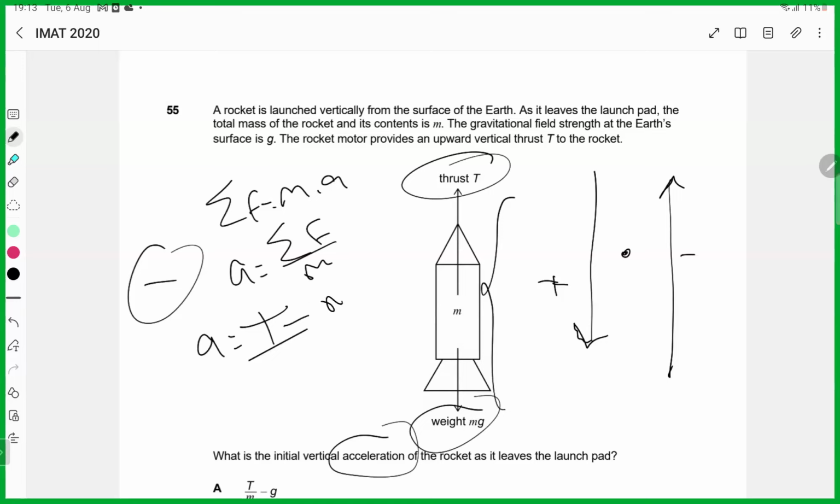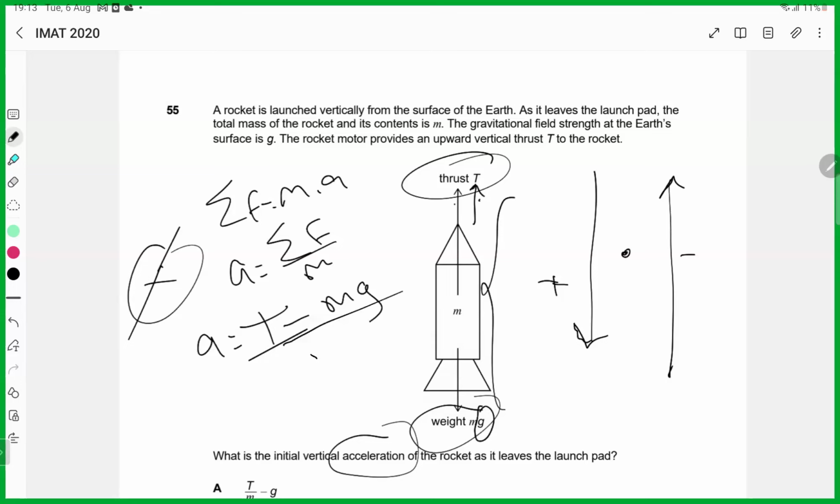The force of thrust is going upward with the motion of the rocket. However, gravity is going down, and mg is going the complete opposite direction, so it's minus mg. So we use the negative here. So T minus mg over m.